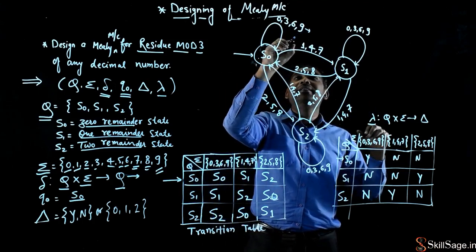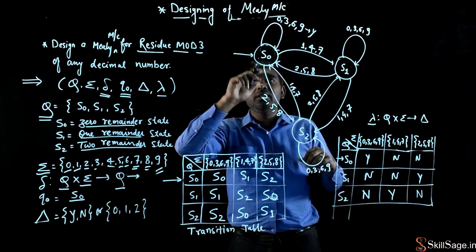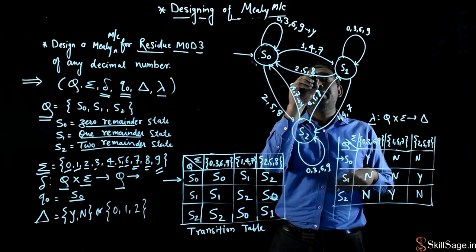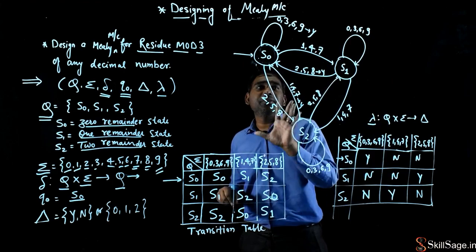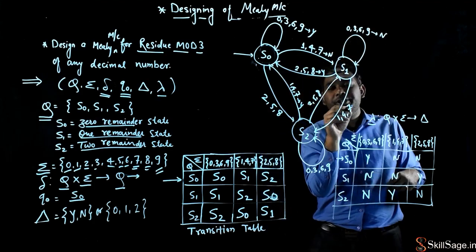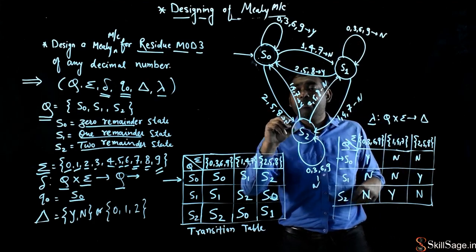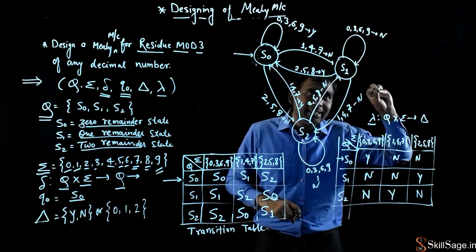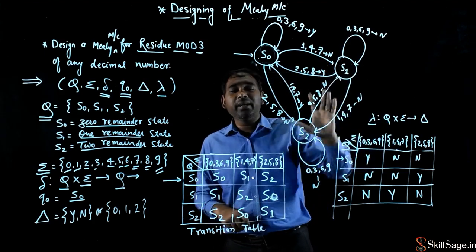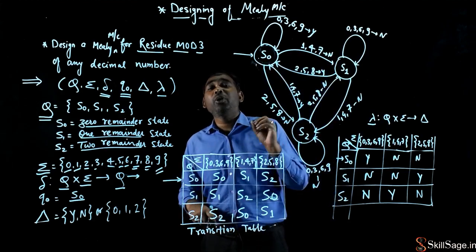So I'll indicate here, this is one transition, so my output is Y. This is one more transition coming towards S0, my output is Y, and this is one more transition coming towards S0, this indicates Y, and for the rest of the transitions, I'll say my output is N. So I'll enter N here, this is also N, this is also N, because for the rest of the input symbols, if I lie in the S1 state, that means I am going to get the 1 remainder, and if I lie in the S2 state, I am going to get the 2 remainder, and only if I lie in the S0 state am I going to get the 0 remainder.